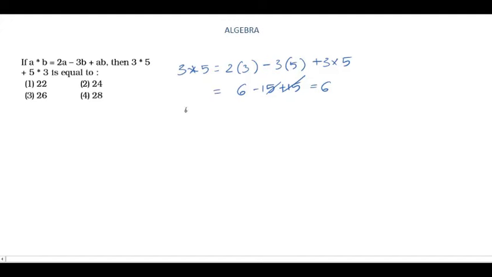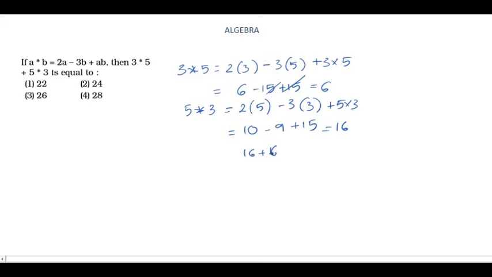Then they gave 5 star 3. So 2 into 5 minus 3 into 3 plus 5 into 3. 10 minus 9 plus 15. 10 minus 9 is 1. 1 plus 15, 16. So 16 plus 6 is the answer, that is 22. Next question.